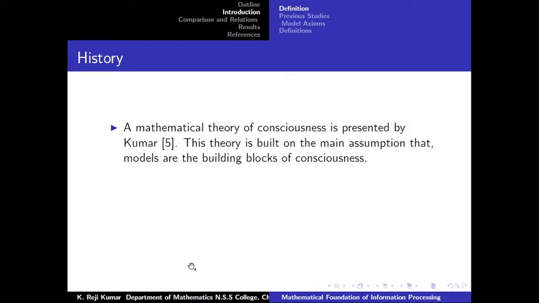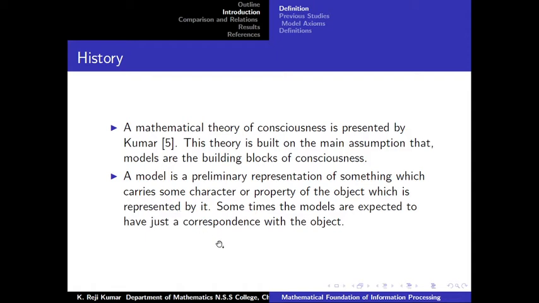A mathematical theory of consciousness is presented by Kumar. This theory is built on the main assumption that models are the building blocks of consciousness. A model is a primary representation. It's a preliminary representation of something which carries some character or property of the object which is represented by it. Sometimes the models are expected to have just a correspondence with the object.